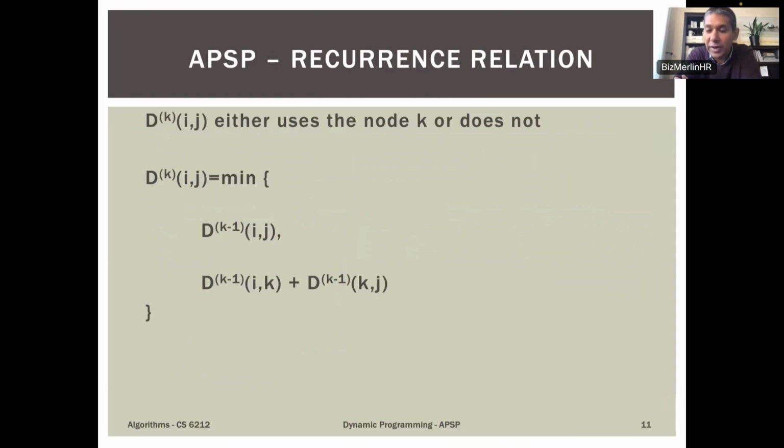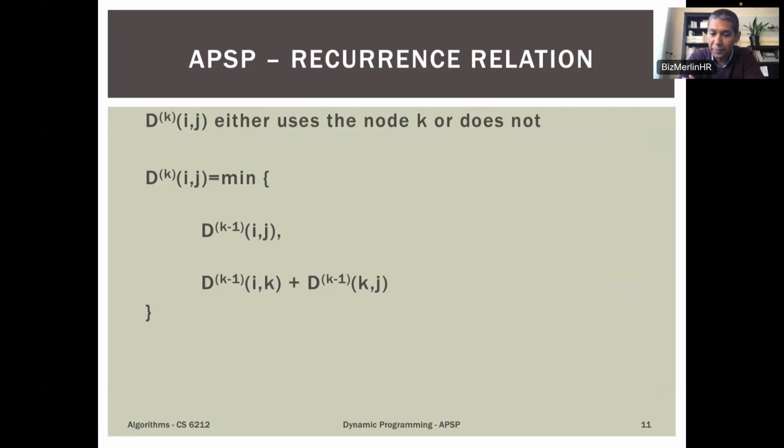Let's look at the recurrence relation here. The recursive formulation in this case, that's the whole reason for doing dkij, is that this allows us a sequence in which to build that matrix dkij. So we observe that the dkij either depends upon the node k or it does not. If it does not, then we can say the dkij is simply the same as dk minus 1 ij. So if dkij does not use the node k in the shortest path, then dkij would just be dk minus 1 ij.